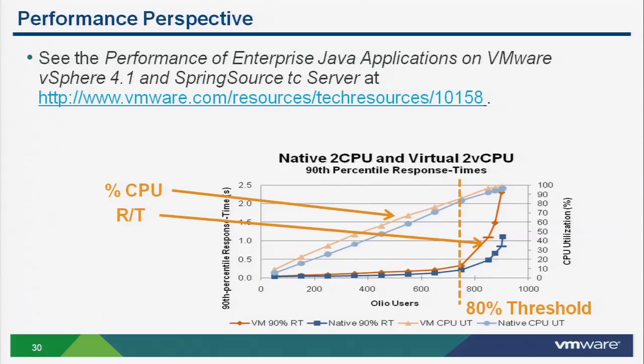The brown is the VM, and the blue is physical. And we compare neck and neck basically to physical at about 80% CPU utilization. Beyond that, the divergence kind of increases.